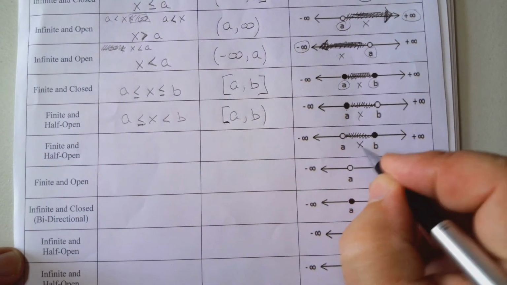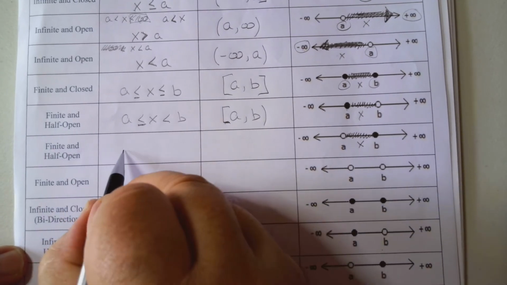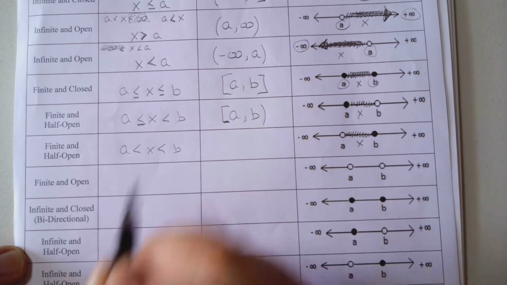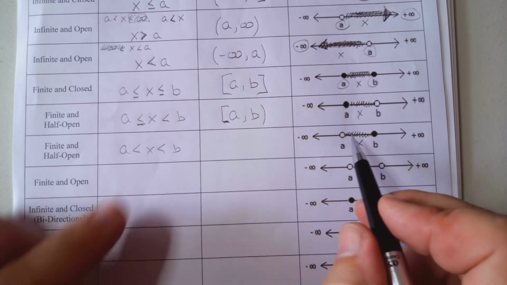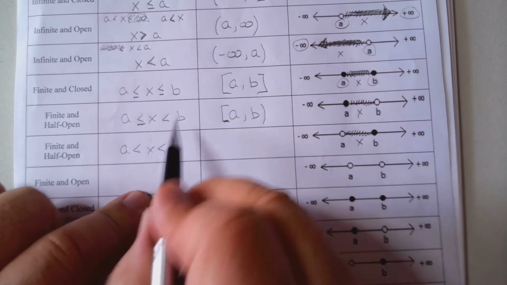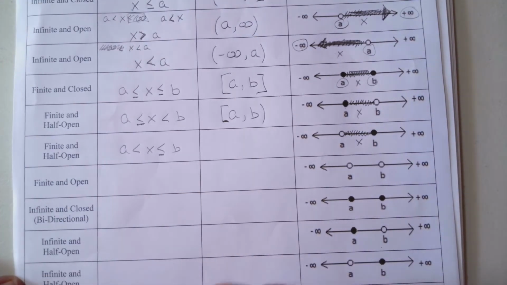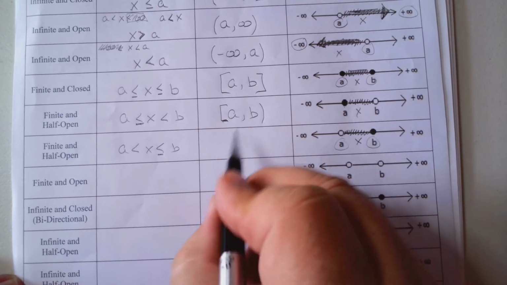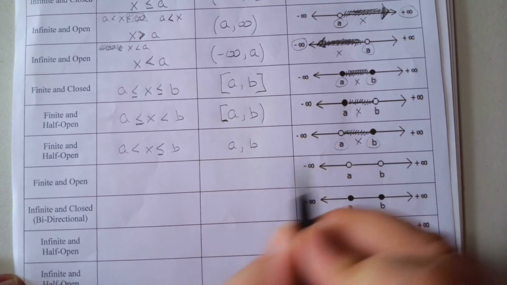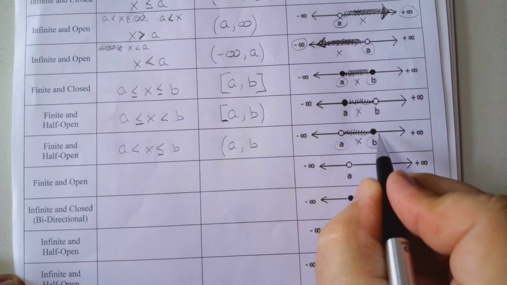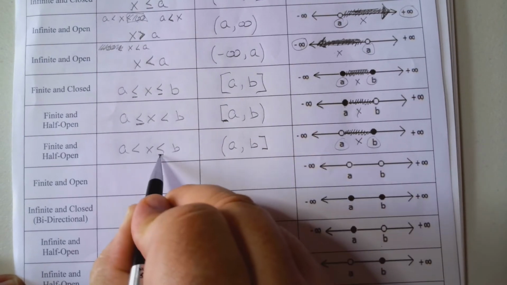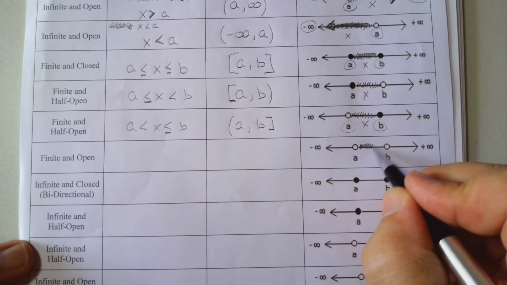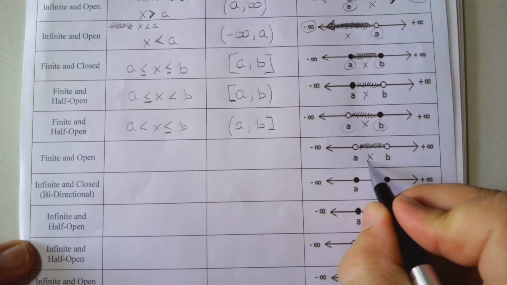Alright, so my x's are between A and B. A, X, B. A is open, so no line. B is closed, so it gets a line. For interval, I only look at the endpoints, A and B. A is open, B is closed, and has that line. So between A and B.